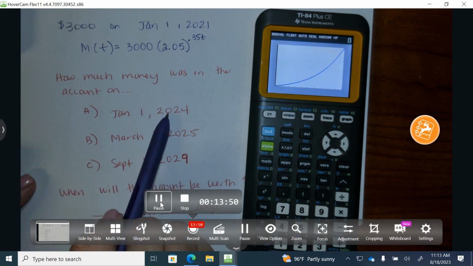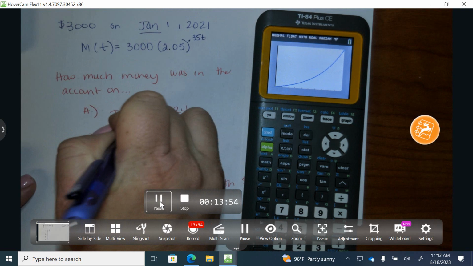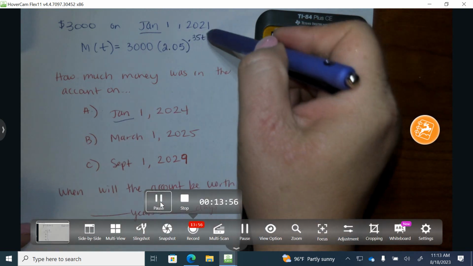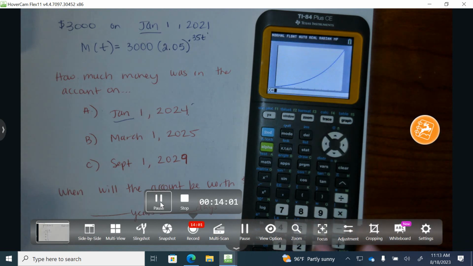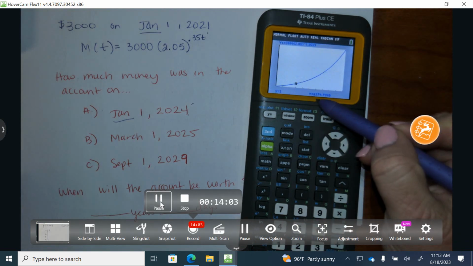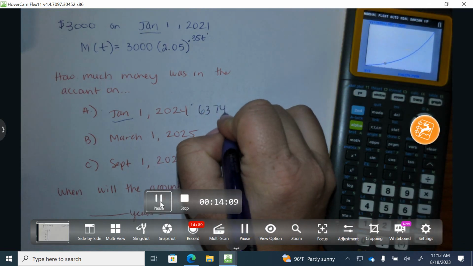In order to correctly answer these, you need to know what to plug in for X. The great part about this is we both have January 1st. The difference in years when you subtract is 3. Second, trace, calculate. You should have $63,074.75.